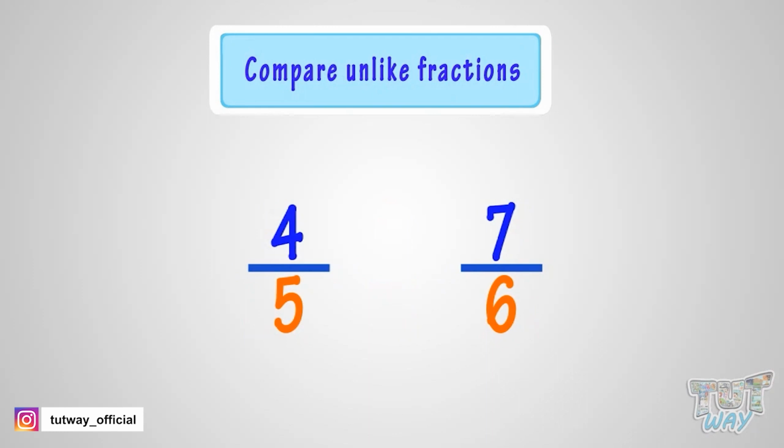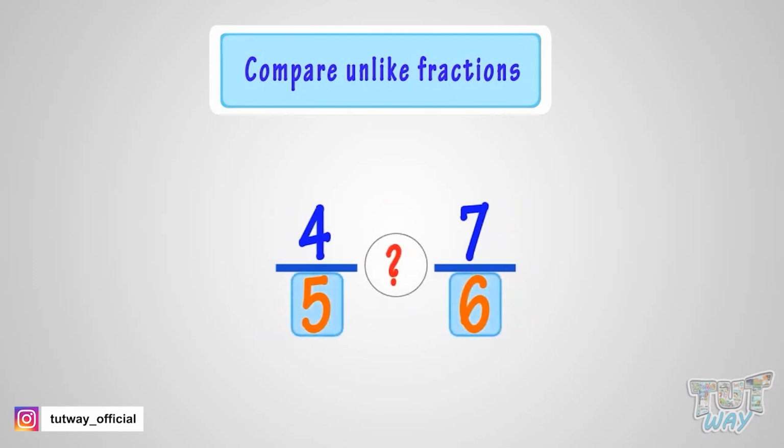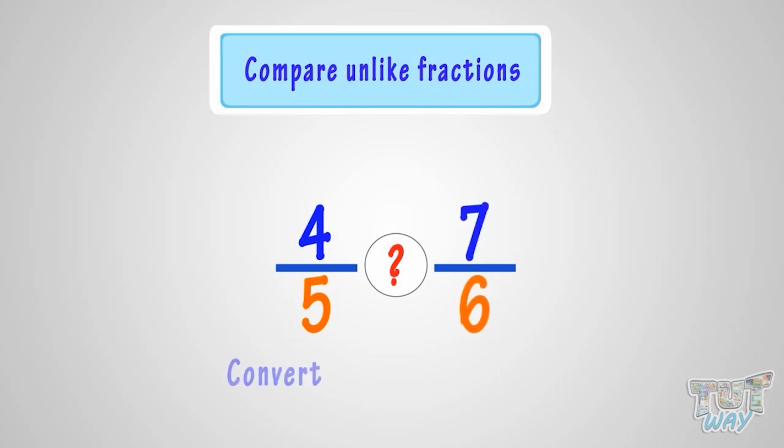If two fractions have different denominators, that is, if they are unlike fractions, it is difficult to determine which fraction is larger. Example, comparing 4 by 5 and 7 by 6. First, we need to convert them to like fractions. And then only we can compare them.